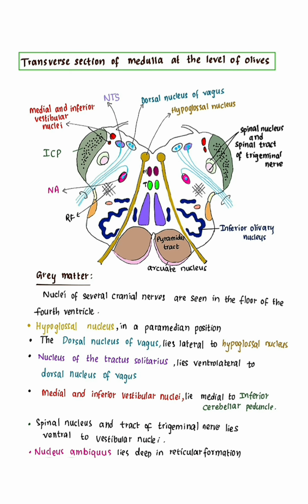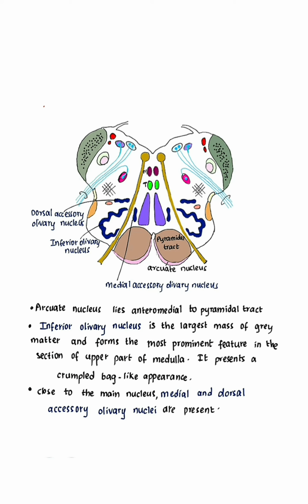Spinal nucleus and spinal tract of trigeminal nerve lie ventral to the vestibular nuclei. Nucleus ambiguus lies deep in the reticular formation. It lies ventromedial to the spinal nucleus and spinal tract of trigeminal nerve. Arcuate nucleus is present anteromedial to the pyramidal tract.